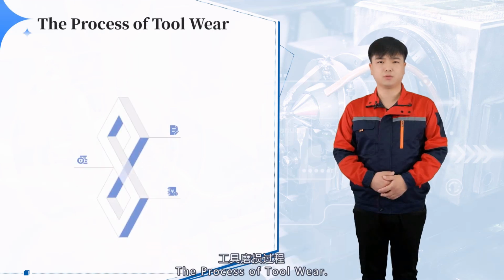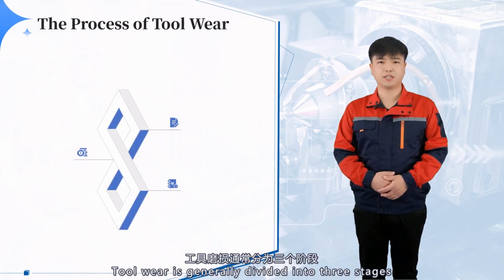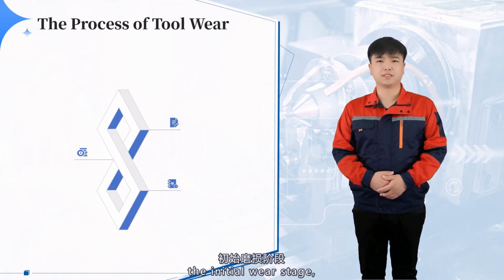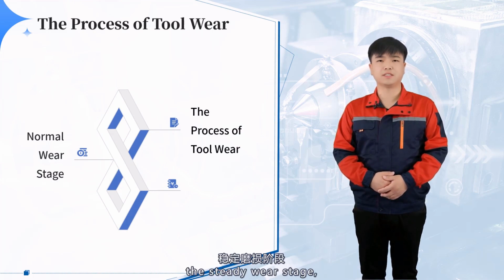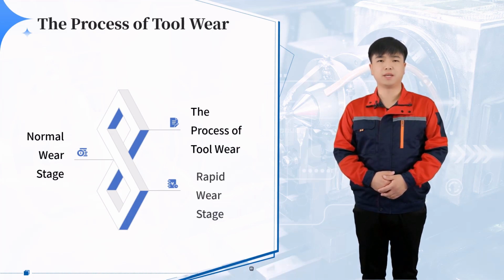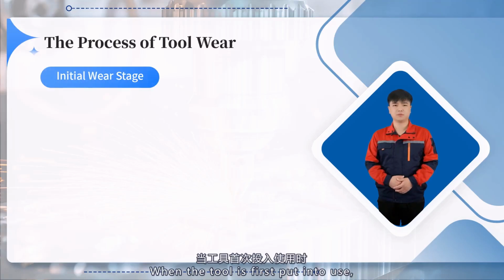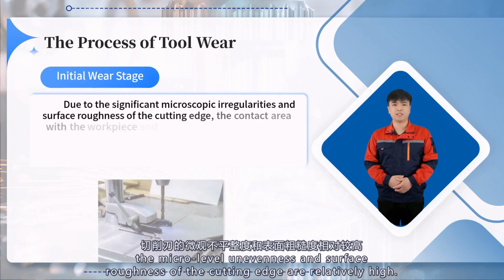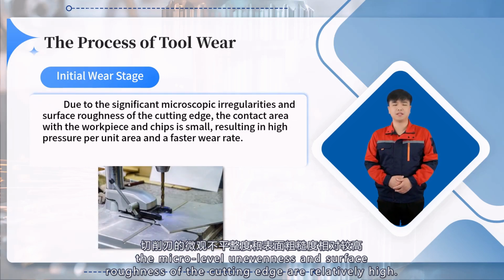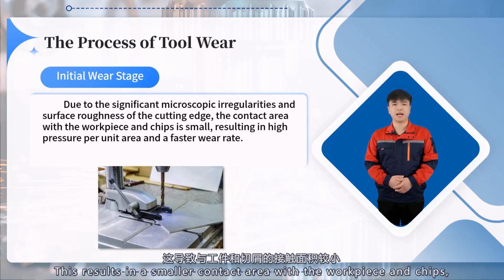The process of tool wear. Tool wear is generally divided into 3 stages: the initial wear stage, the steady wear stage, and the rapid wear stage. Initial wear stage. When the tool is first put into use, the micro-level unevenness and the surface roughness of the cutting edge are relatively high.